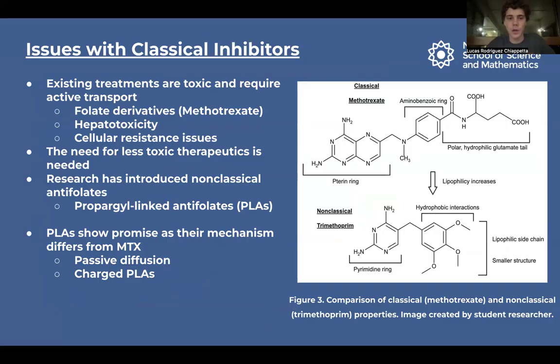Research has introduced non-classical antifolates, and one subgroup is propargyl-linked antifolates. PLAs show promise as their mechanism differs from methotrexate. They enter the cell through passive diffusion, which means they do not experience the same cellular resistance issues. On top of this, the charged aspect of PLAs makes them less recognizable by efflux pumps, so they are less readily expelled from cells, which also helps with cellular resistance issues.